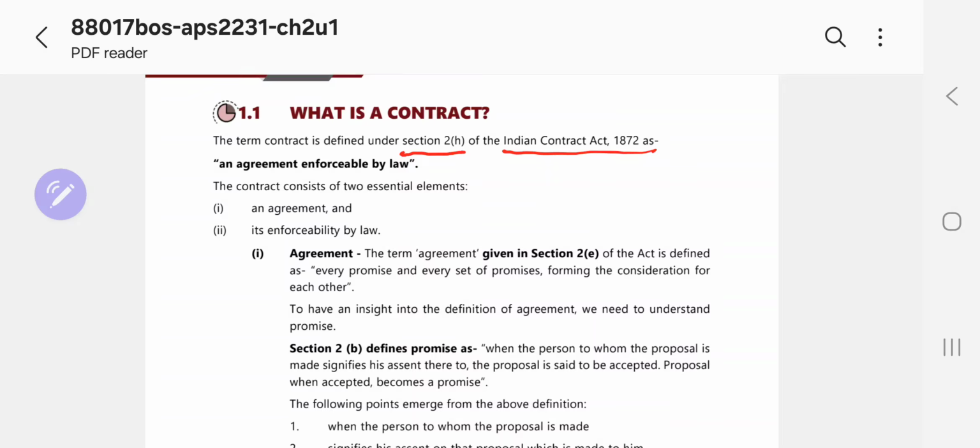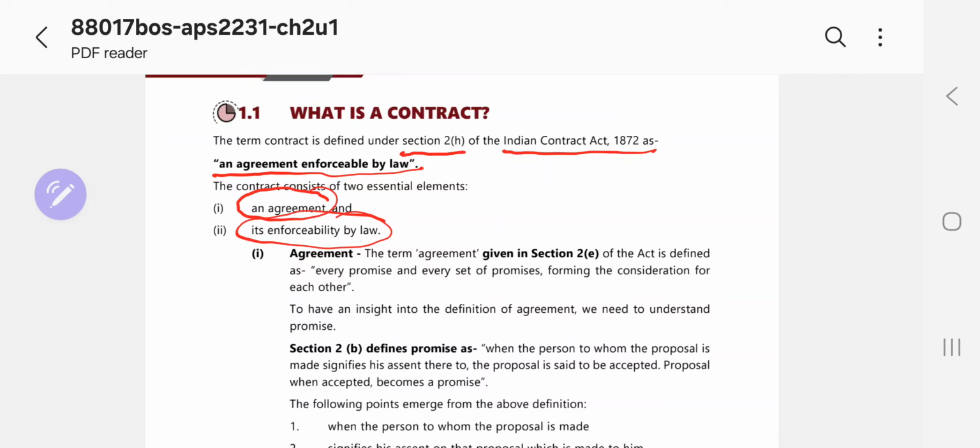What contract means is, contract is an agreement enforceable by law. So a contract is an agreement which is enforced by law. Contract contains two essential elements. The first one is an agreement, and that should be enforceable by law. Then it becomes a contract. If there is no agreement or no enforceability by law, then that does not mean it is a contract.